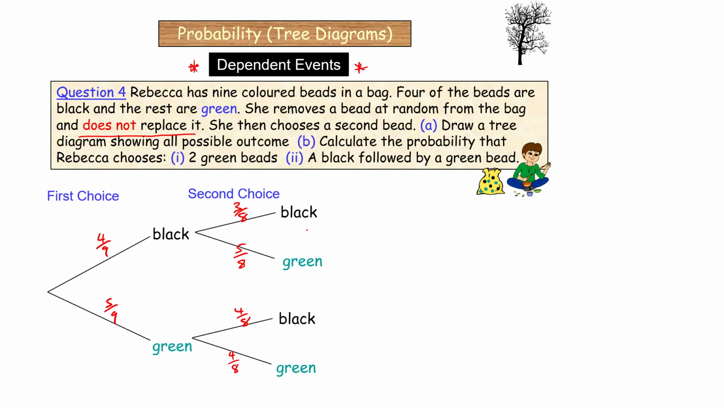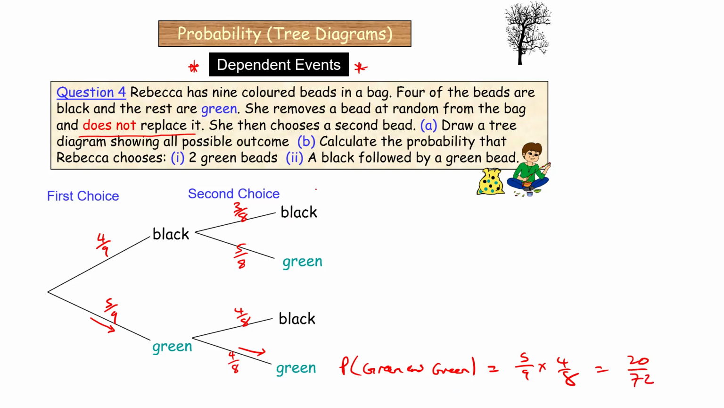So what I want you to do now is to, we'll work this together. Probability of selecting 2 green beads, green in the first instance and then green in the second. So probability of green and green is going to be equal to 5 out of 9 times 4 out of 8, which is 20 out of 72.